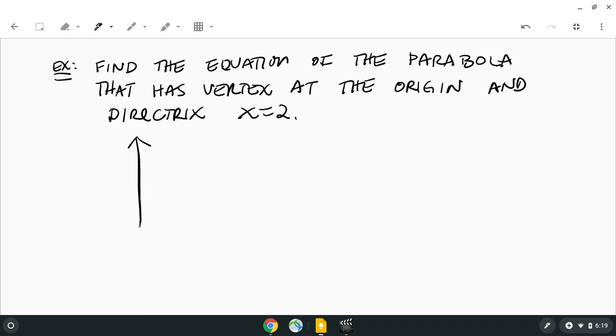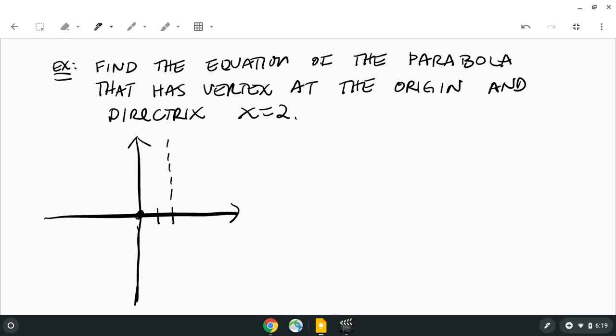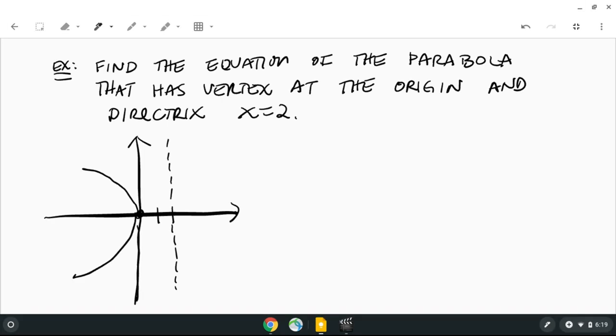Okay, so whenever they're asking you to find the equation, start off with the graph, and see what you have. What do we know? Vertex at the origin. Great. Vertex is right there. Directrix is at x equals 2. 1, 2. And here is my directrix, which tells me that my parabola opens to the left. And I know where my focus is going to be because it is equidistant. So if the directrix is 2 units away, then my focus is also 2 units away.